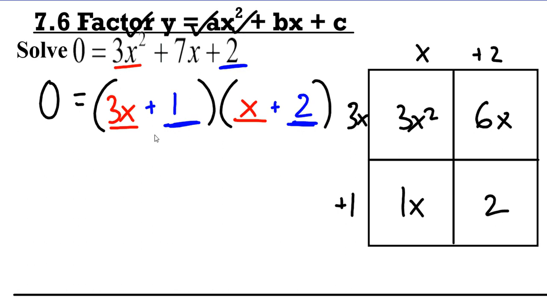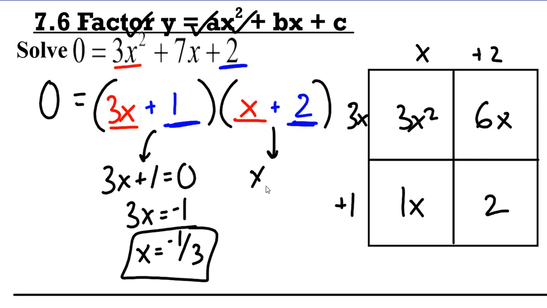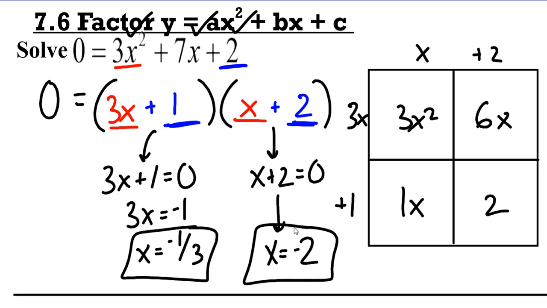Now I solve. The first thing could be 0, so 3x plus 1 could be 0. Since I have first thing times second thing equals 0, it means one of them has to be 0. If it was the first thing, 3x plus 1 equals 0. Subtract 1, divide by 3, and I get negative 1/3 as my first answer. Second answer, easier to do in your head, x plus 2 equals 0. If you subtract 2, your other answer is negative 2.